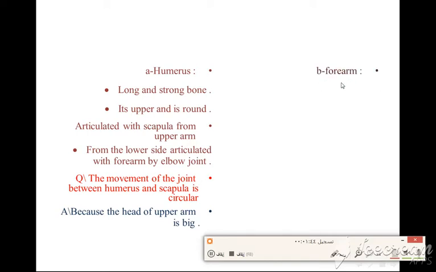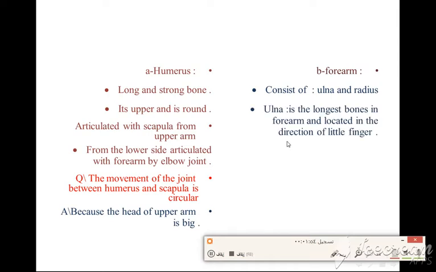The second part is forearm. The forearm consists of ulna and radius. Ulna is the longest bone in the forearm and is located in the direction of the little finger. The radius is one of the bones of the forearm and is located in the direction of the thumb.